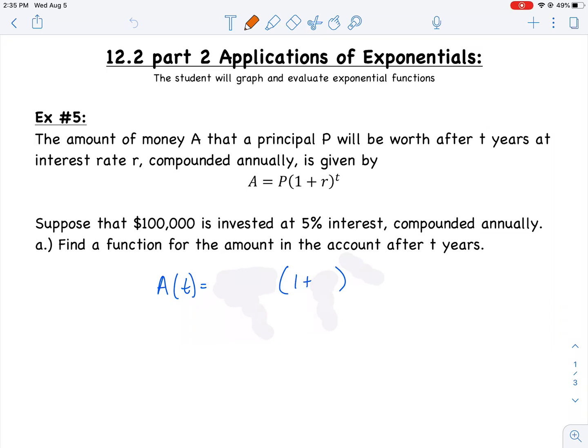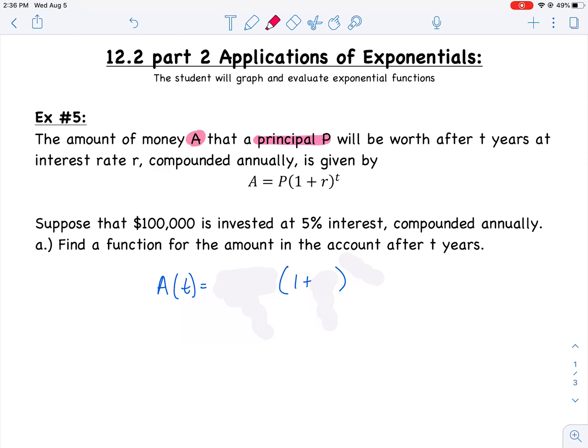Okay, now that we've graphed exponentials, let's see how we can possibly use these in real life. If you look at example number 5, it says the amount of money A that a principal P will be worth after T years at interest rate R compounded annually is given by this equation. So again, the principal amount is the amount that you first start out with. You put a certain amount into a bank to earn interest. The amount of money at the end, we label A.